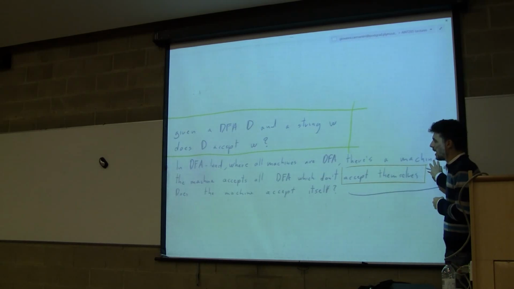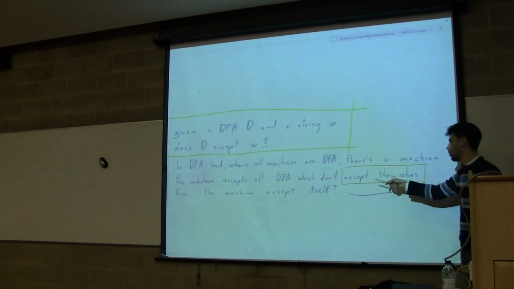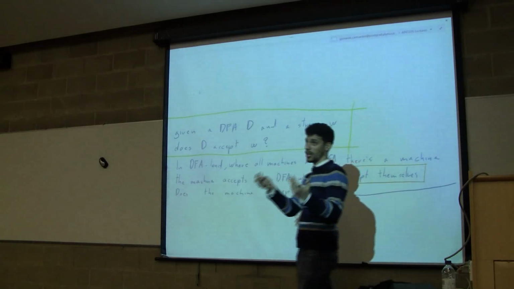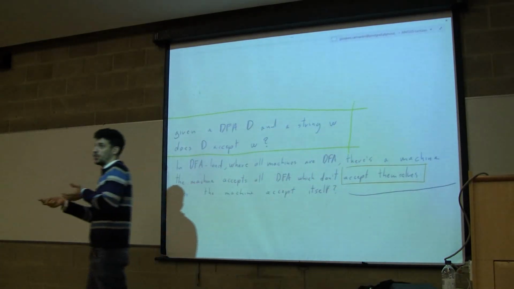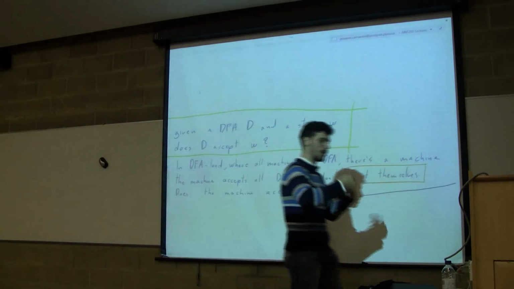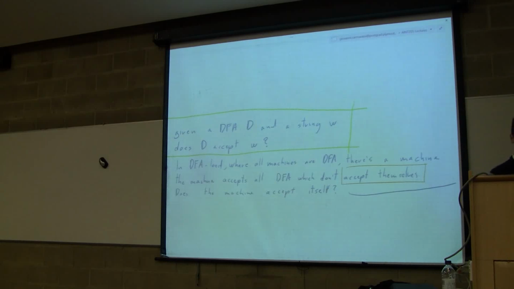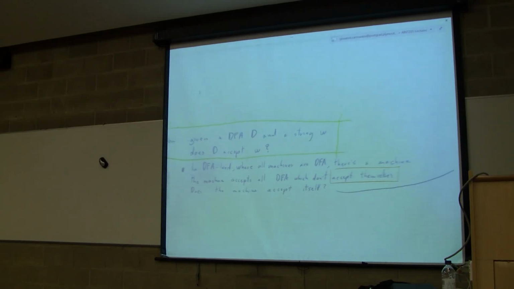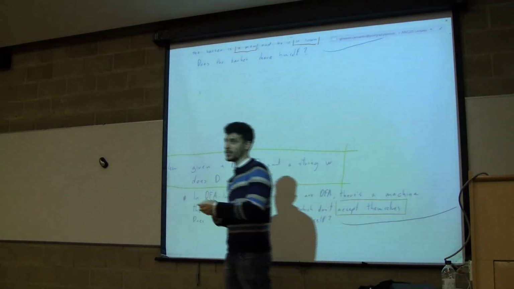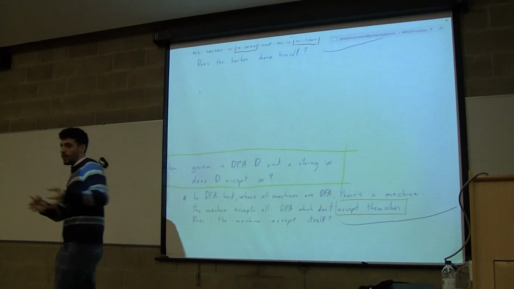This machine here, a machine that accepts all DFAs which don't accept themselves, is paradoxical, for the same reason why the Barber's paradox comes to existence. So if the machine accepts itself, it shouldn't. If it doesn't, then it should. You see, it's a paradox. So what's the solution? What was the solution of the Barber's paradox? Move the Barber out of town.